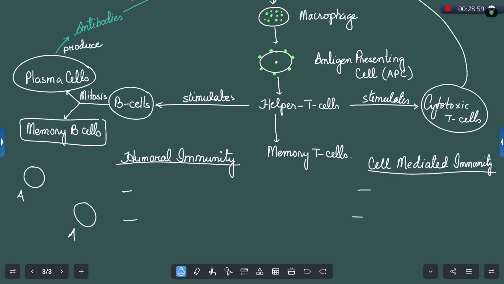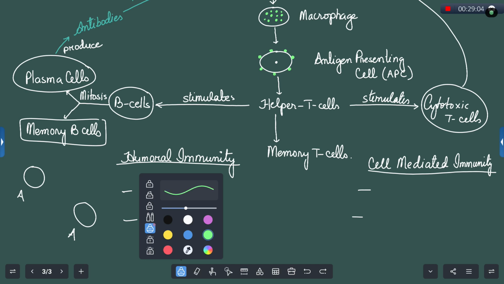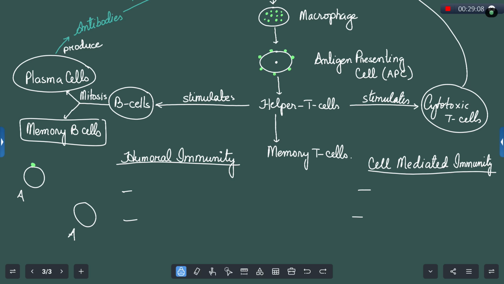Tissue compatibility depends on the cells' plasma membrane, whose surface has glycoprotein. Glycoprotein is protein with carbohydrates, the major histocompatibility complex, MHC. Only if that matches can I say that these two tissues are compatible. Blood group compatibility alone is not enough.